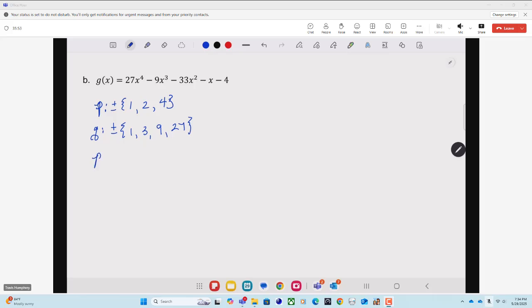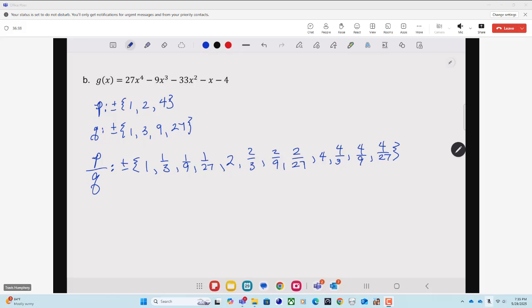So my P over Q list is all the possible combinations of P over Q. So that would be 1, 1/3, 1/9, 1/27, 2, 2/3, 2/9, 2/27, 4, 4/3, 4/9, 4/27.